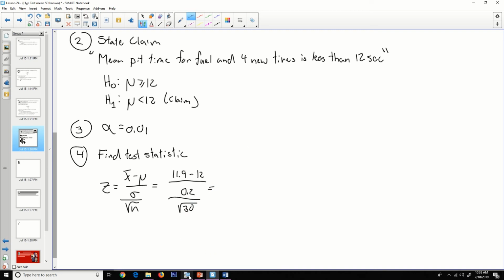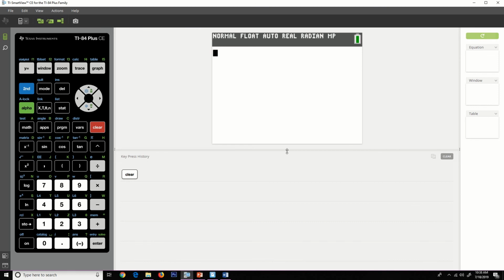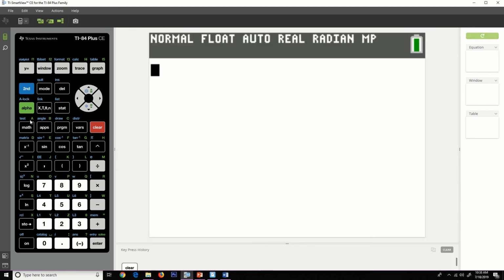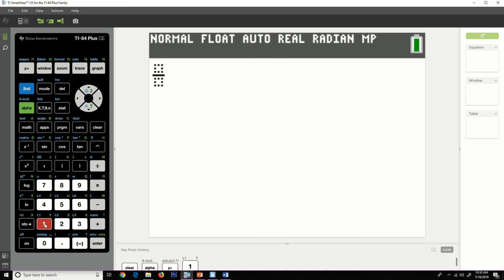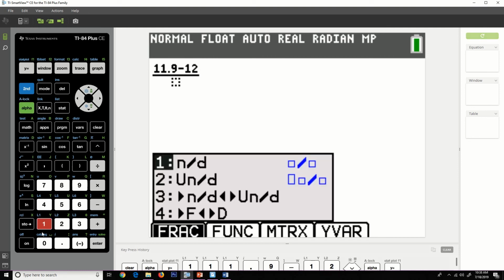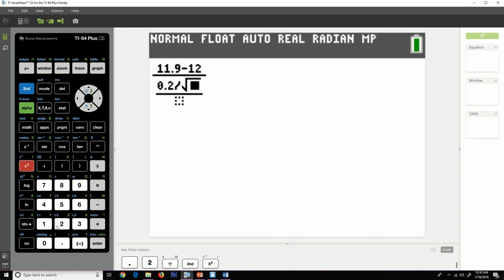If we pull up my graphing calculator here, let's clear this stuff out and open this up a little bit. Alpha y equals, we'll do a fraction there. On top is 11.9 minus 12, and then we need a fraction in the bottom again, so alpha y equals 1, and then we'll do 0.2 divided by the square root of x. Oops, delete that. We need a 2 there. There we go.